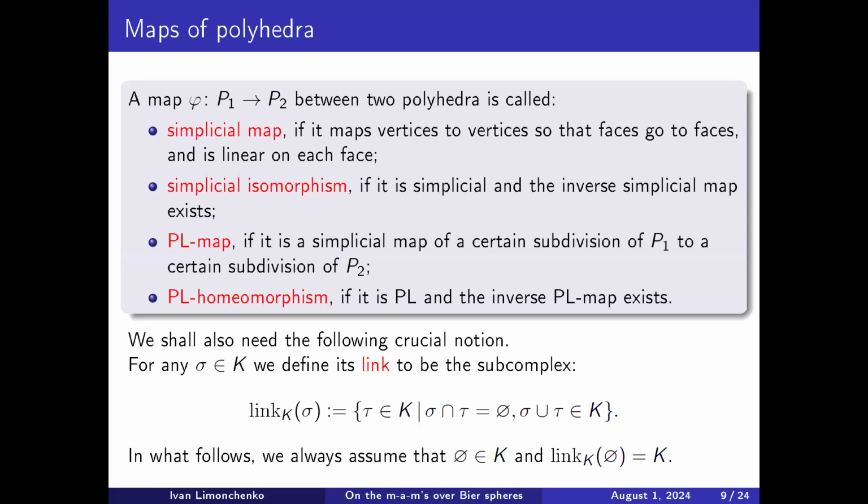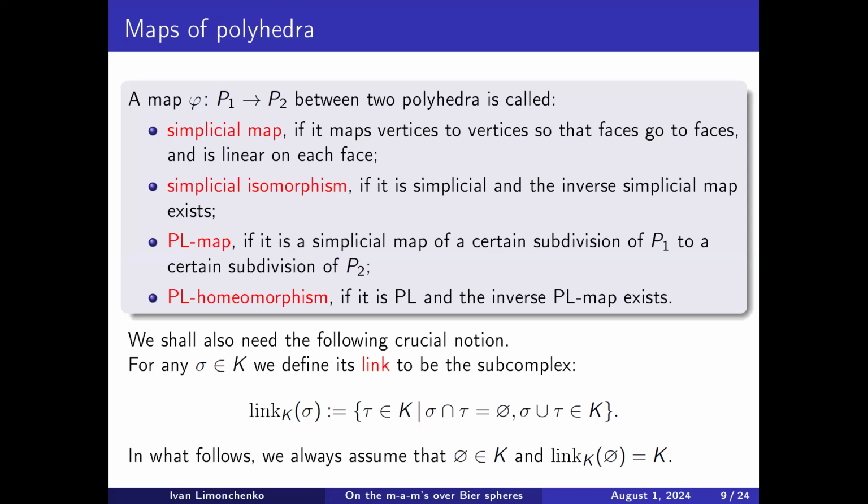So you might have no simplicial map between P1 and P2, but you can subdivide the domain and codomain, and then you will have a simplicial map between them. This is a more general situation, and it's called a PL map. And a PL homeomorphism is, of course, a PL map whose inverse is also PL.